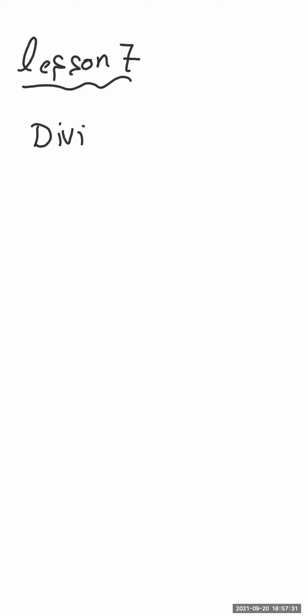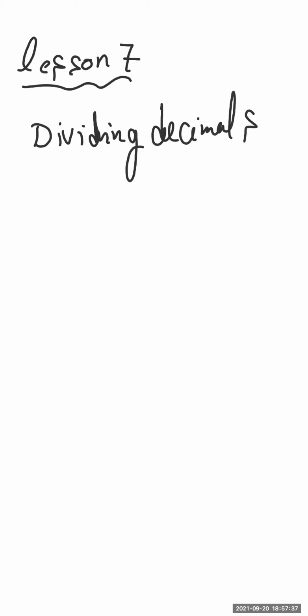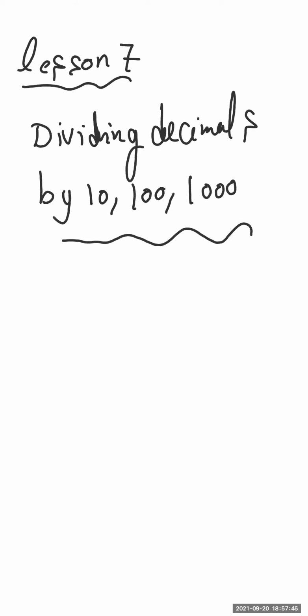Okay, guys. So today we are going to start with the next lesson, which is lesson 7. Lesson 7 is about dividing decimals by 10 and 100 and 1000. Actually, this lesson is a very easy one.